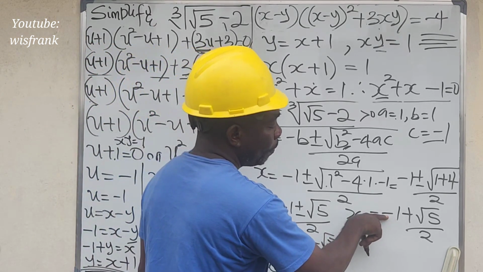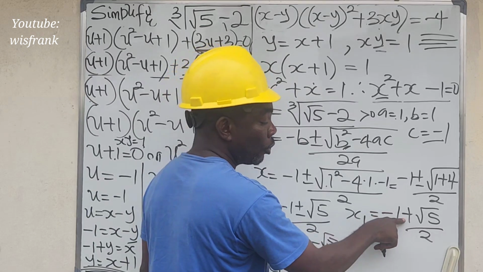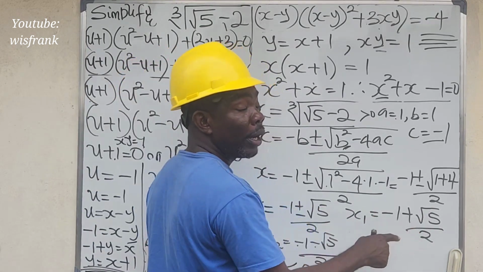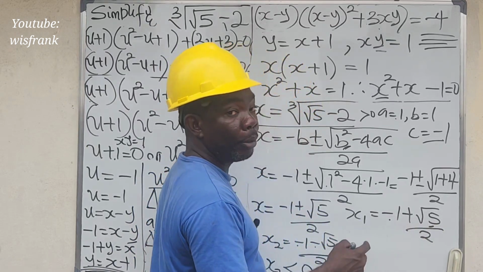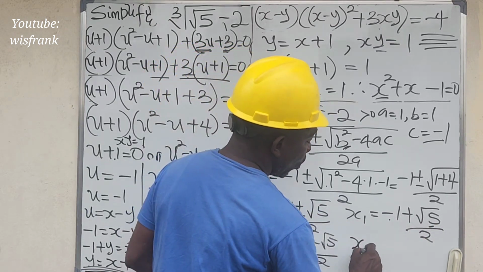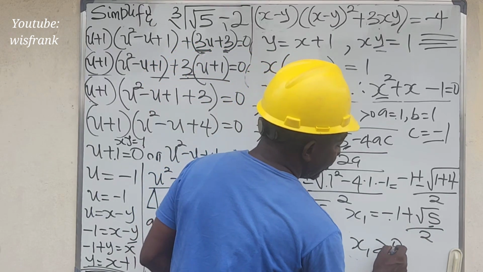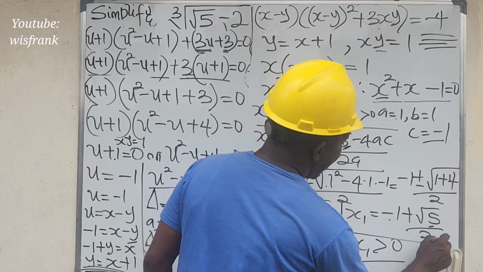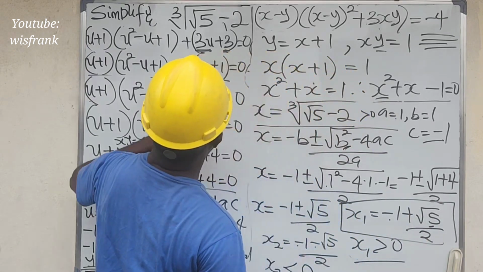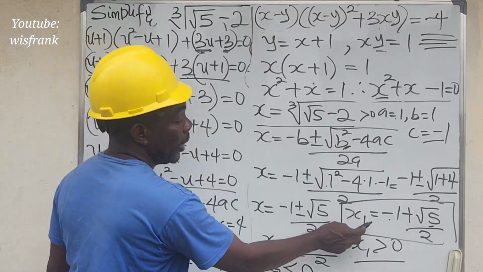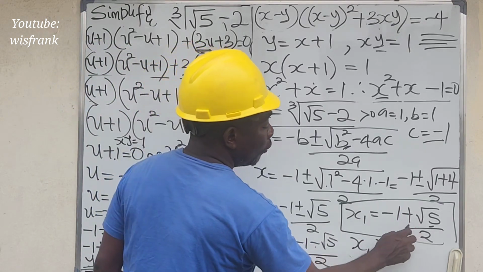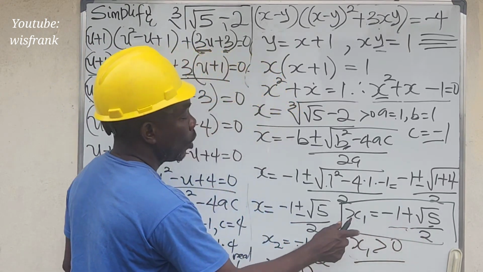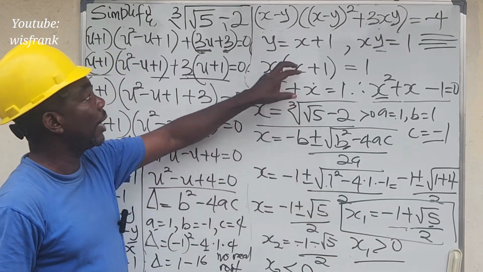So when we have here minus 1 plus the square root of 5, we know that the square root of 4 is 2. So when we add 2 to minus 1, it becomes positive. So the whole of x1 is greater than 0. Therefore, our value of x that satisfies this equation is minus 1 plus the square root of 5 all over 2. So this is what we have, and it satisfies this equation.